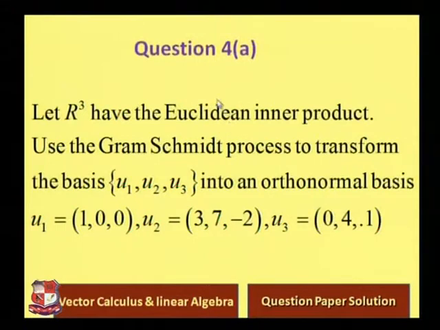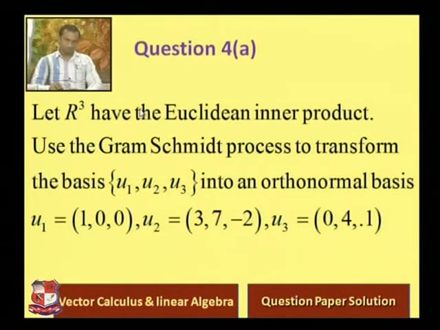Now next, question number 4a. Let R3 have the Euclidean inner product. That means R3 is our vector space, and the Euclidean inner product is given. Use the Gram-Schmidt process to transform the basis into an orthonormal basis. This Gram-Schmidt process converts any basis into an orthonormal basis, that means each norm is 1.